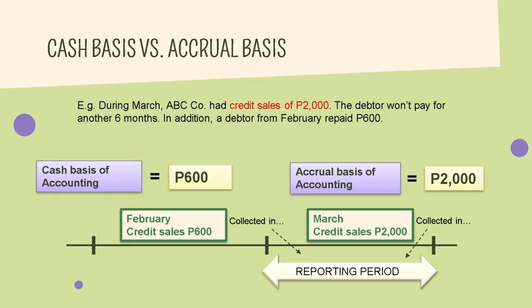Yung credit sales walang record kasi di pa niya natatanggap yung bayad. But on accrual basis of accounting, regardless kung nagbayad siya or hindi, mag-record ka pa rin, which is debit accounts receivable 2,000 and credit sales 2,000. Pero mayroon raw nagbayad na debtor noong February ng 600 pesos. So, under the cash basis, kapag may nagbayad, doon lang mag-record. Kaya nag-record siya ng 600 noong March lang kung kailan nagbayad yung debtor from February. Parehas nilang nakolekta pero different records kasi different ang basis of accounting nila.